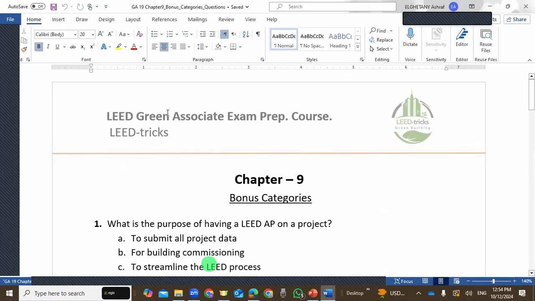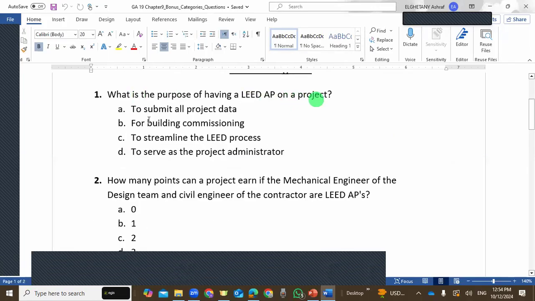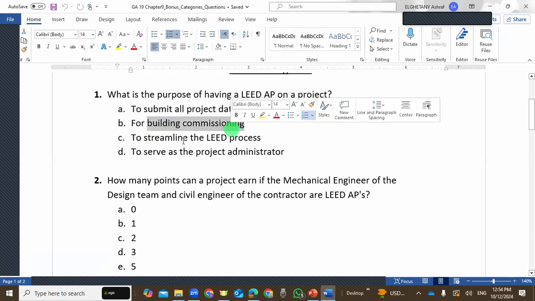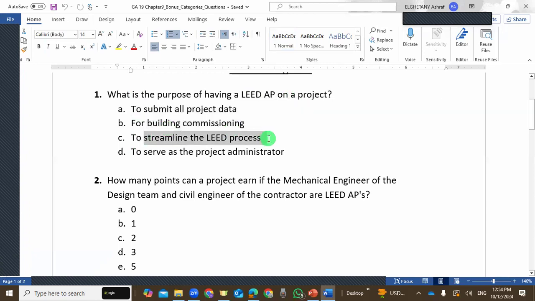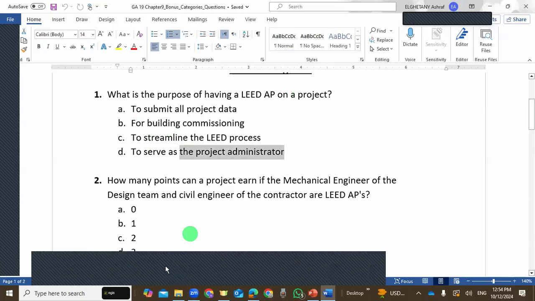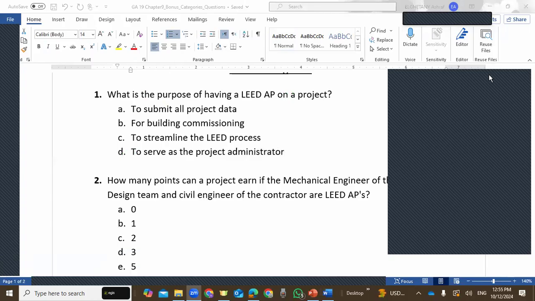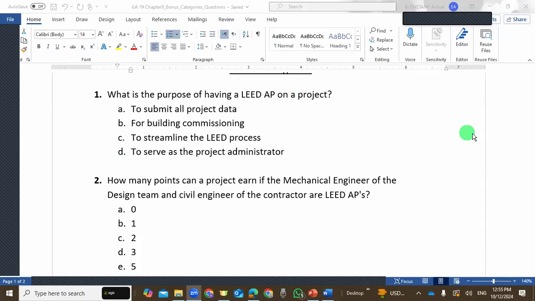As we used to, what is the purpose of having a LEED AP on the project? Do you remember? Award a specific statement I told you. To submit all project data, building commissioning, streamline the LEED certification process, serve as project administrator. I need all of you to answer. Okay, what about you, engineer? Excellent, excellent. Number C, streamline the LEED certification process. You see my slides here, the slides I give you are comprehensive. It's not just key points explained, no, it's detailed slides.